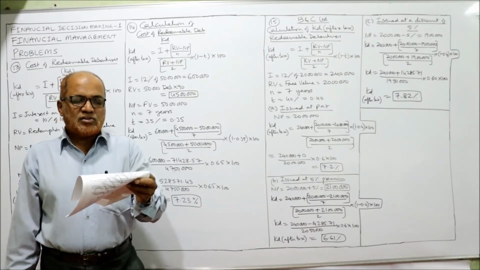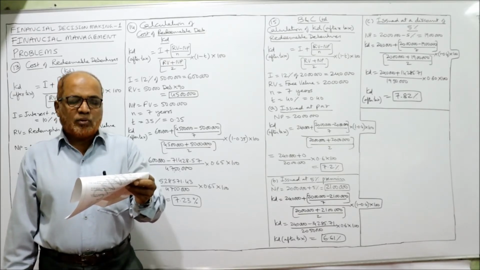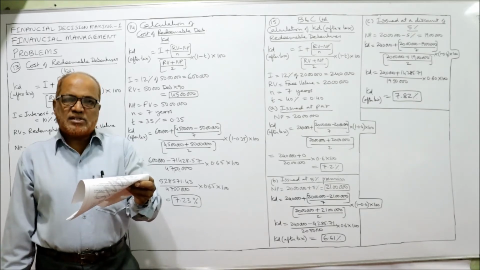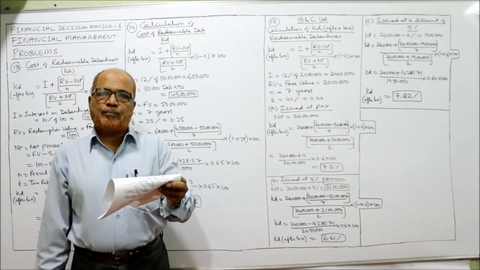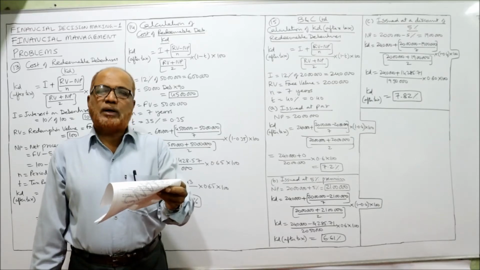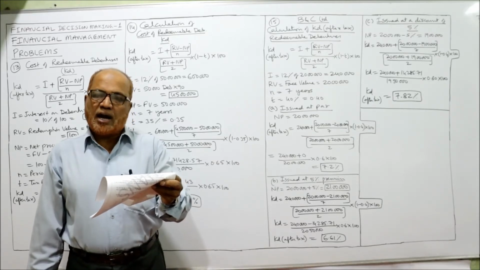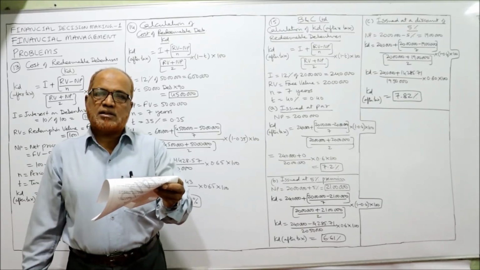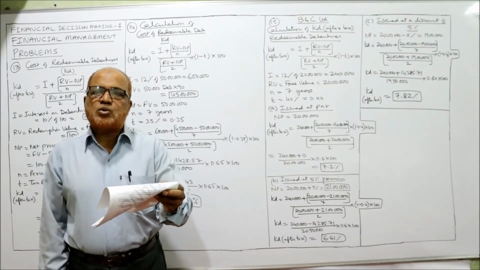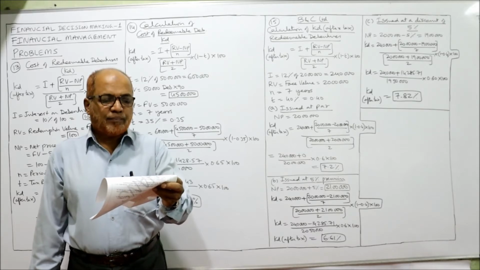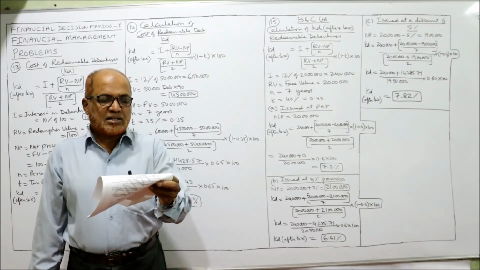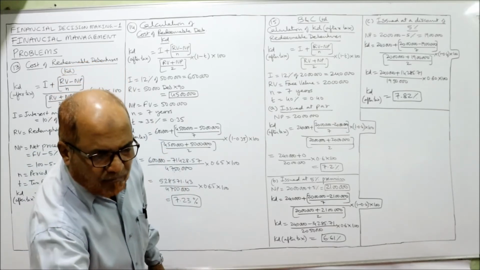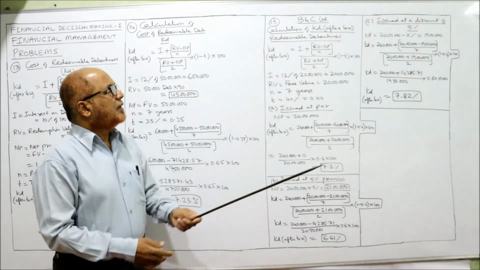The tax rate is 40%. Compute cost of redeemable debentures under the following situations. First situation, issued at par value. Second situation, issued at premium of 5%. And third, issued at discount of 5%. That's it. So 3 different situations we have to calculate KD, cost of debt after tax, right? One by one situation we will take.